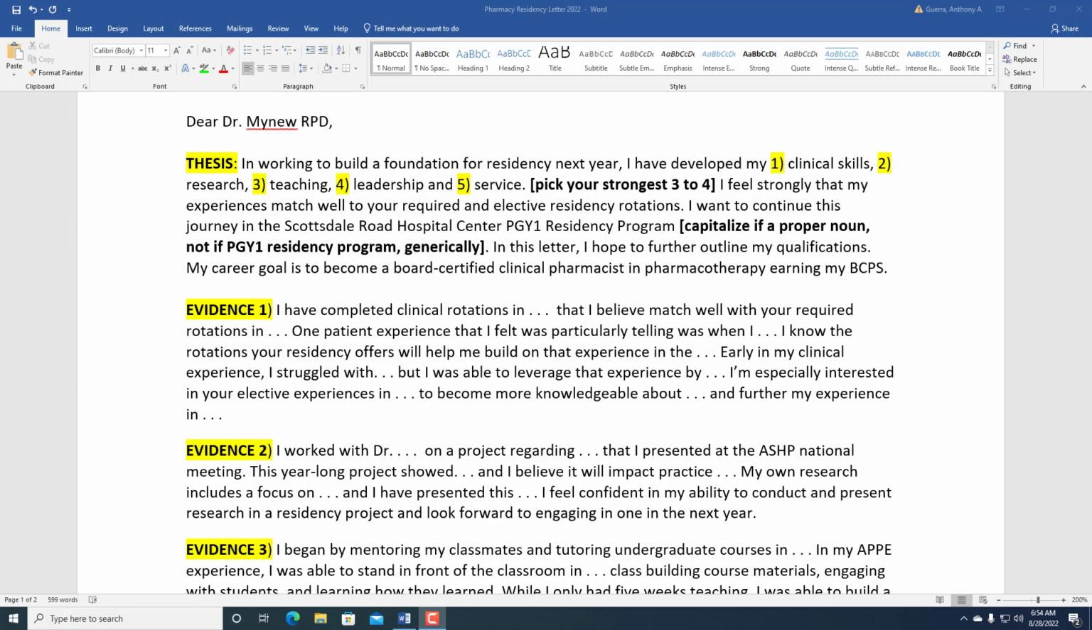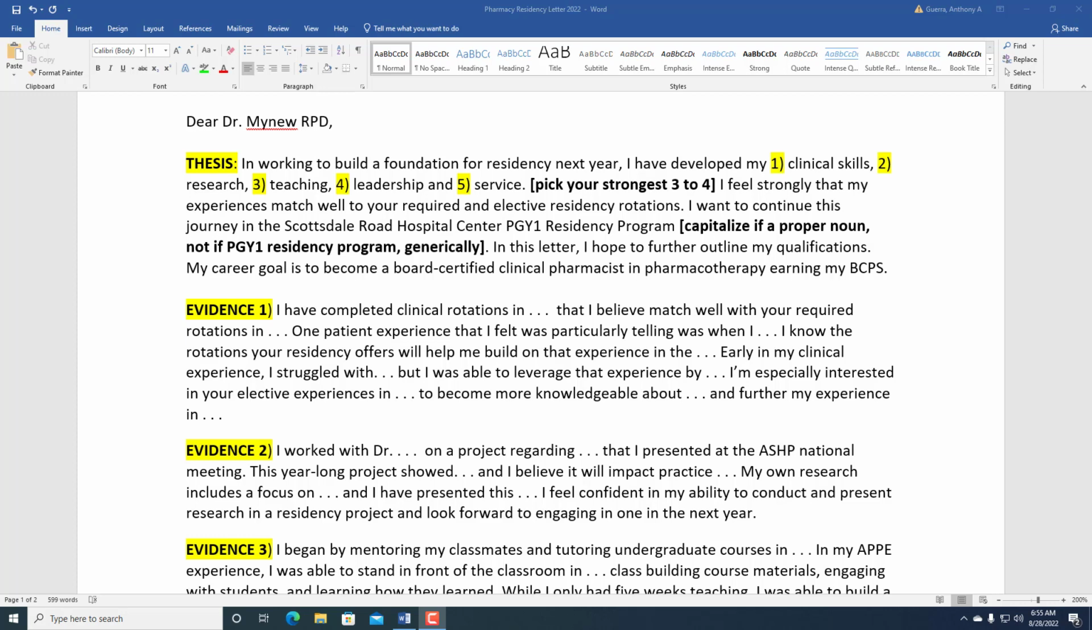So it's very good. In addition to the evidence, you want to indicate a patient experience. One patient experience that I felt was particularly telling. What did you do in ID that makes you well qualified in it? How many patients did you have on the floor? What shows that you are an expert? Okay. I know the rotations your residency offers will help me build on that experience. So if you have done ID, or even better, you didn't have ID available, but in another rotation, you were able to build ID experience, put that in there.